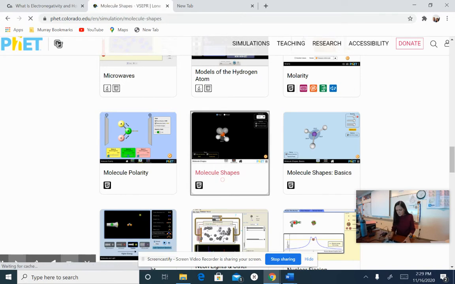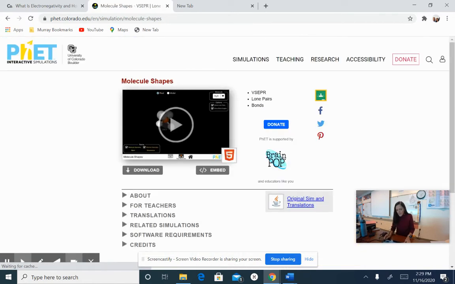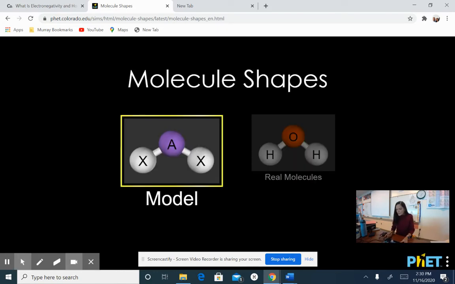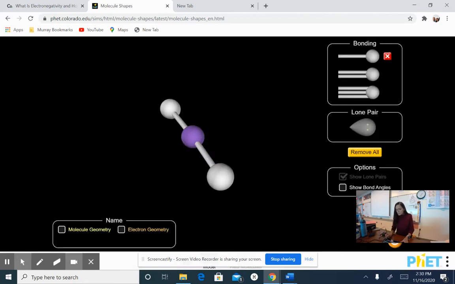So we're going to click on the molecule shapes, and we are going to download that. You probably won't download that onto your Chromebook. And the one that we don't want is the real molecules, we want the model. So we're going to create these models here. Okay, so let's go back to the lab paperwork.